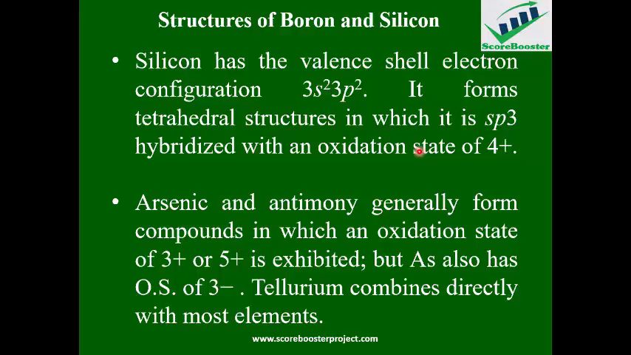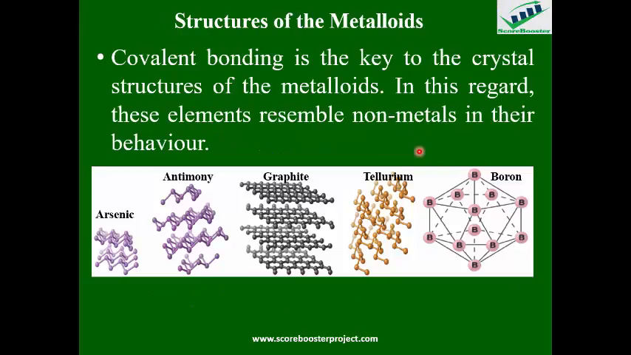So the oxidation number of silicon is usually +4 because of the 4 valence electrons. Now let's go to the lower members: arsenic, antimony, and tellurium. They form compounds with oxidation numbers of +3 and +4. We don't need to know much about arsenic, antimony, and tellurium, just get some of these properties and go. Our interest is basically on boron and silicon.